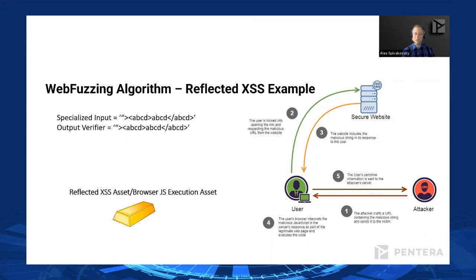So this basically gives us a very easy method of iterating on all routes, sending the specialized input. And if one of the routes returns the same string, it means that the given route is vulnerable to reflected cross-site scripting. Great. This is a reflected cross-site scripting asset, which allows code execution on the browser.